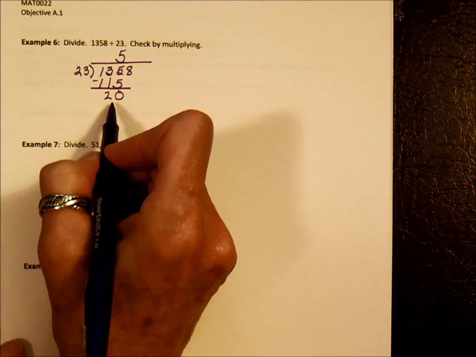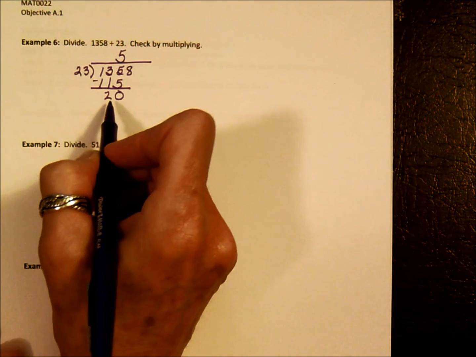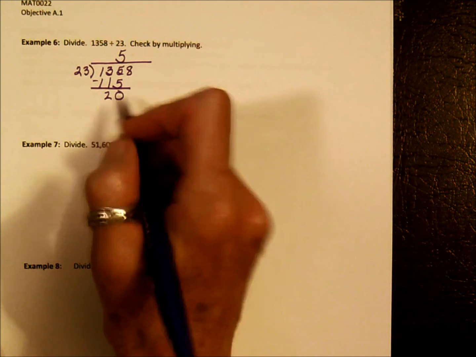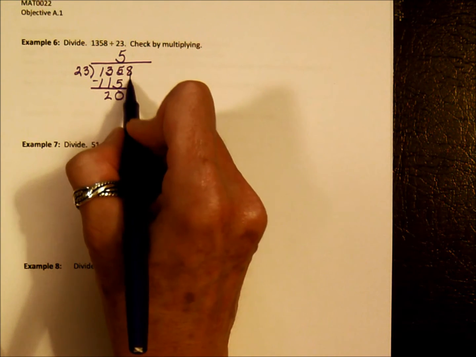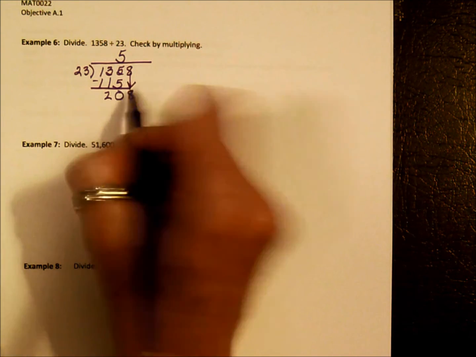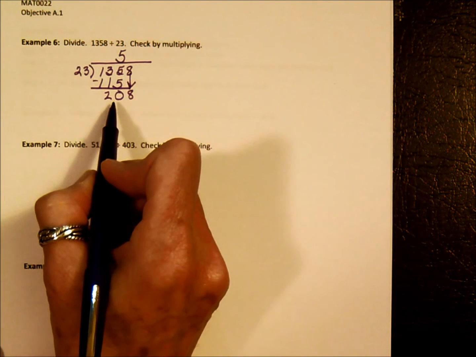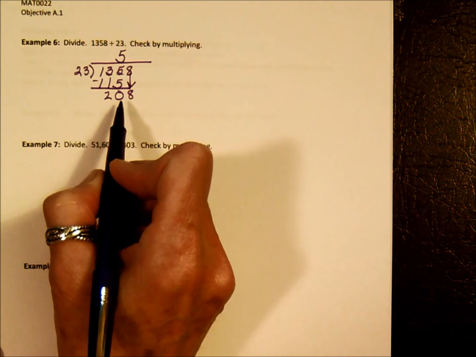So it is correct. It wasn't 6. If you had done 6, your number would have been too big. So we subtracted. We now bring down the next digit and we divide again. How many times does 23 go into 208?